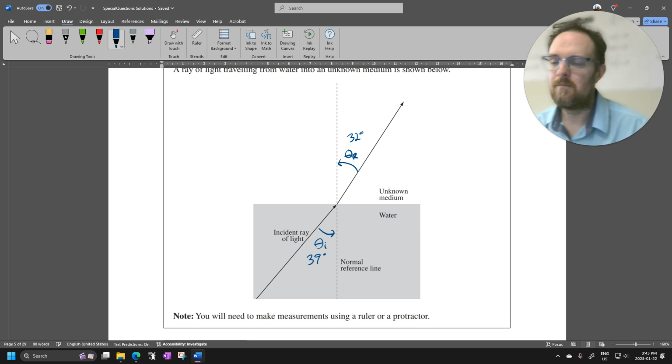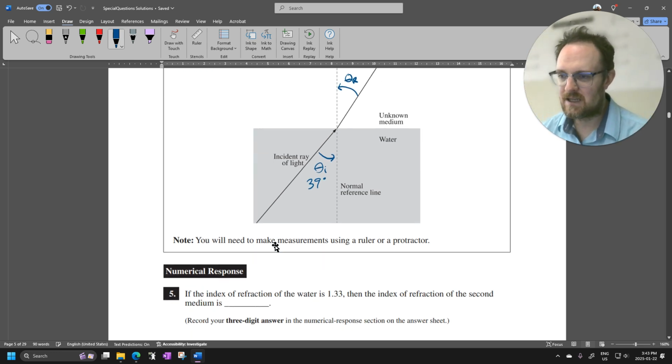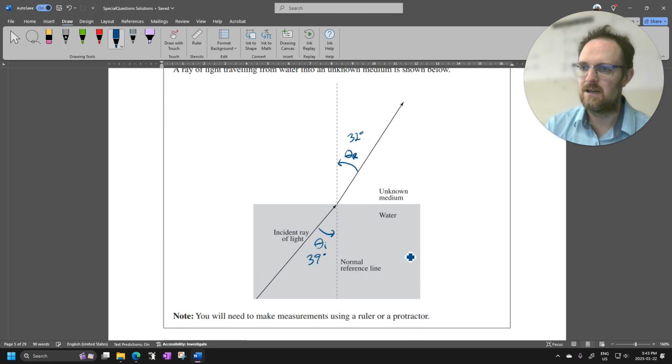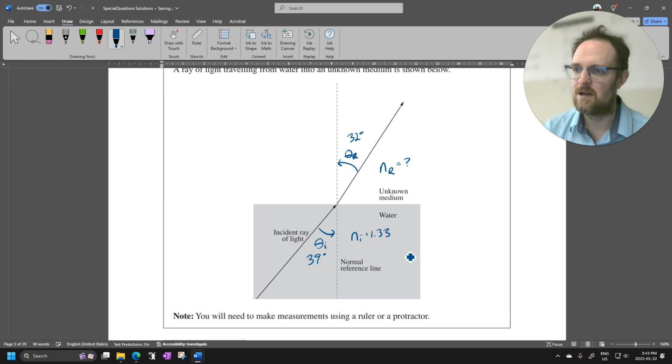Just a bit more. Yeah, cool. All right, so we're going to use this to calculate this index of refraction up here. We don't know what this one is, so this NR that we're trying to find. We know this one down here is 1.33 because they say it down the bottom.